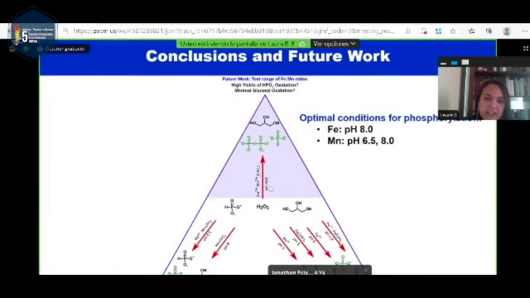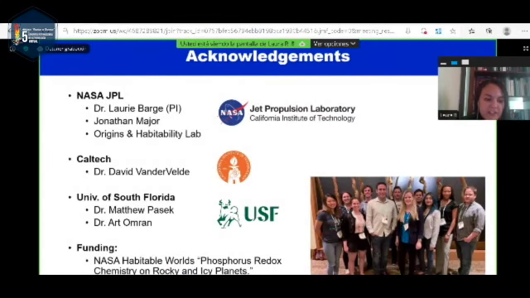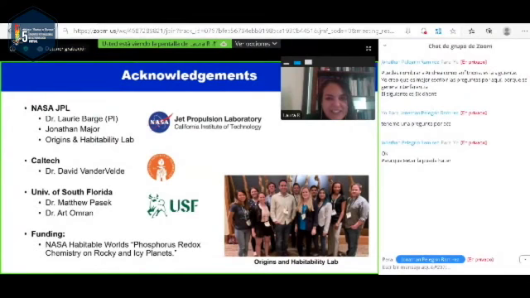And we think that potentially one avenue to get there is using mixed mineral systems of ferrous and manganese. And that's what we plan on testing next. So the ferrous iron could promote formation of the polyphosphate, and the manganese could prevent the organic from being degraded. And I would like to thank my advisor, Dr. Lori Barge, and our collaborators, and you all for your attention, and I'm happy to take any questions.